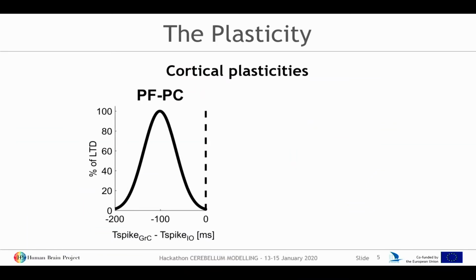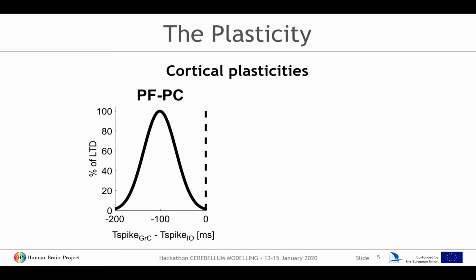We have modeled all those as long-term plasticities, so with long-term potentiation, LTP, or depression, LTD. And the learning rules that each plasticity follows is a mathematical equation that tries to mimic the biological behavior. So for example, for the parallel fiber Purkinje cell, we have a change in the amount of the long-term depression that depends on the spike timings of the neurons involved in this plasticity.